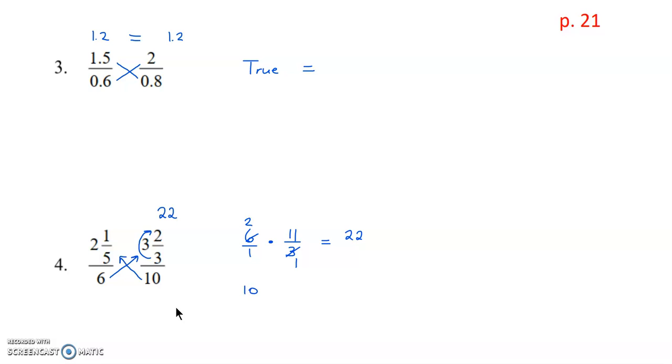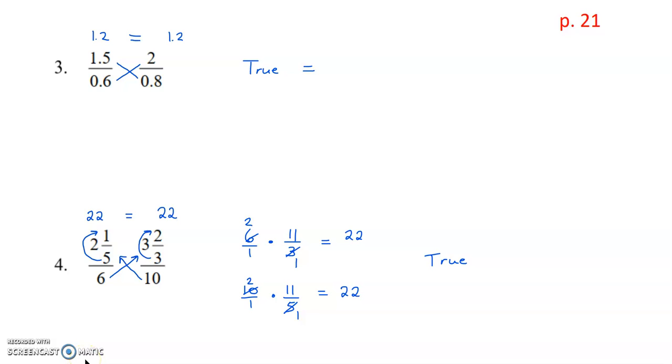I'm going to do 10 over 1 times 2 1/5, and I'll use my C method. That will be 11 over 5, and I can cross reduce. I'm going to divide by 5 and divide by 5. And 2 times 11 is also equal to 22. So even though they may not look proportionate, these two ratios are proportionate. This is a true proportion. 2 1/5 is to 6, as 3 2/3 is to 10.